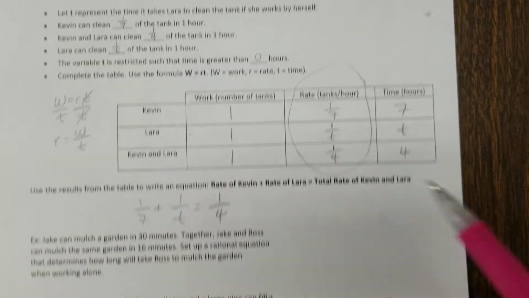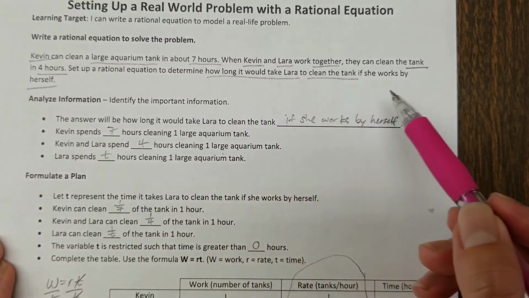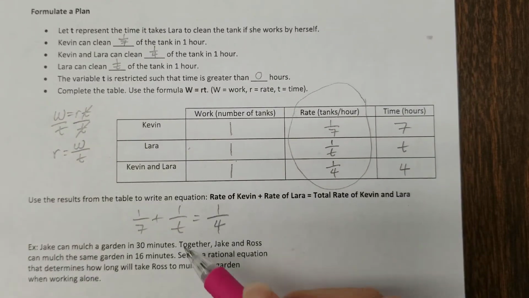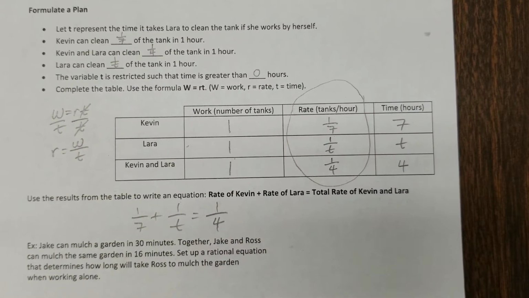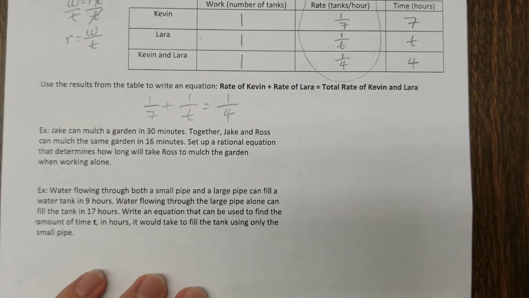And that is how you would set up a rational equation to determine how long it would take Lara to clean the tank if she works by herself. And in this case, that would be T if you had to solve for T. Okay, so that's just setting it up. Now let's try these two other examples.